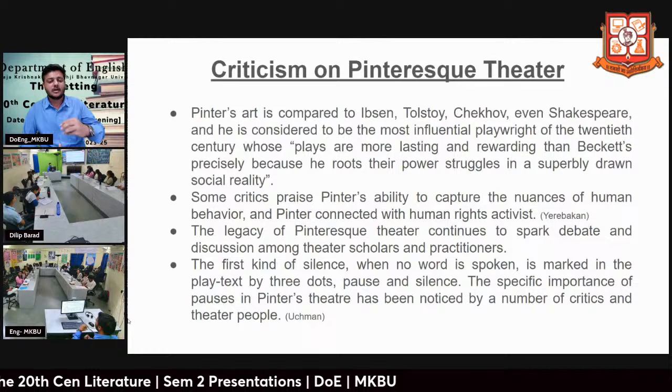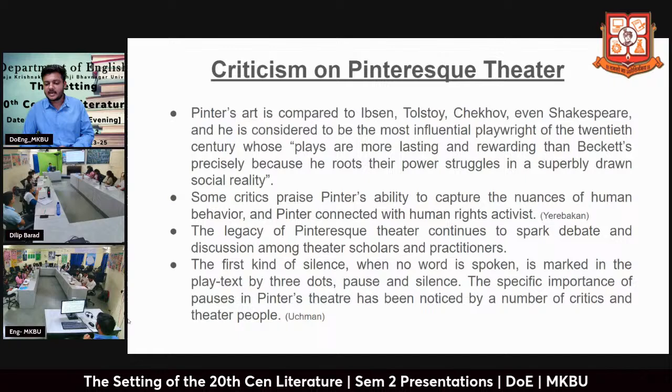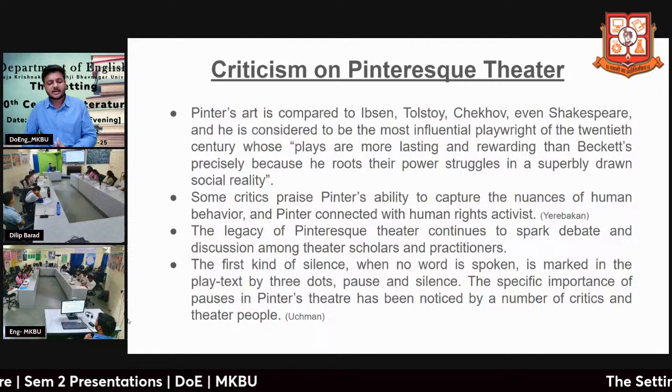The first kind of silence, when no words are spoken, is marked in the play text by three dots: pauses and silence, as we see recently. The specific importance of pauses in Pinter's theater has been noticed by a number of critics and theater people.